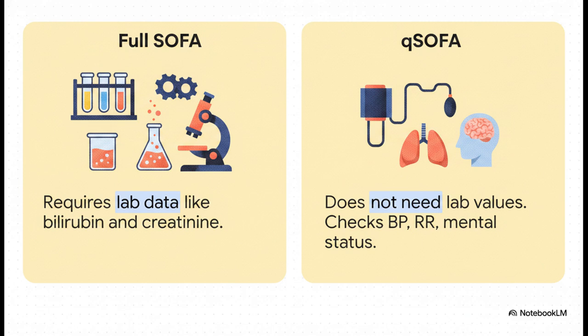This is exactly what differentiates SOFA from Q-SOFA. The full SOFA requires lab data like bilirubin, platelets, and creatinine, whereas Q-SOFA doesn't. So your exam pearl? A SOFA score of 2 or more correlates with at least a 10% in-hospital mortality risk.